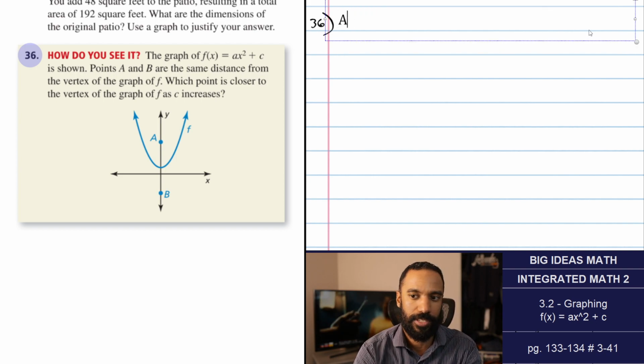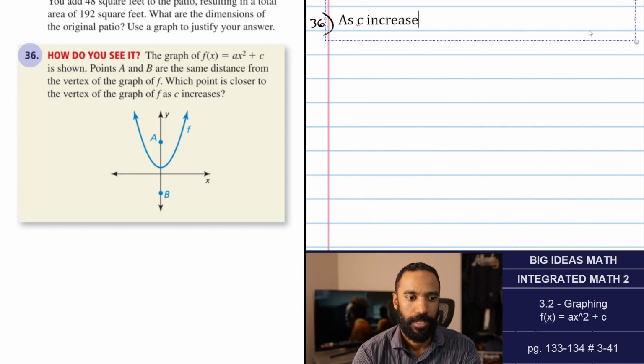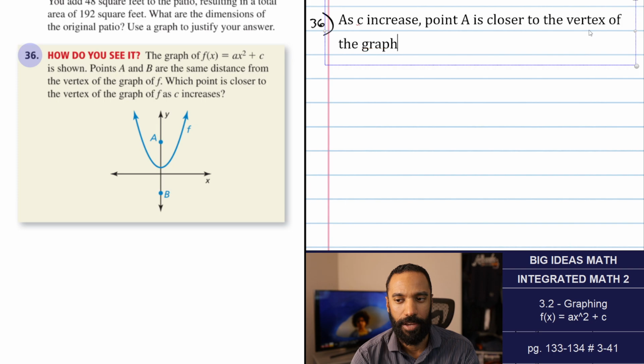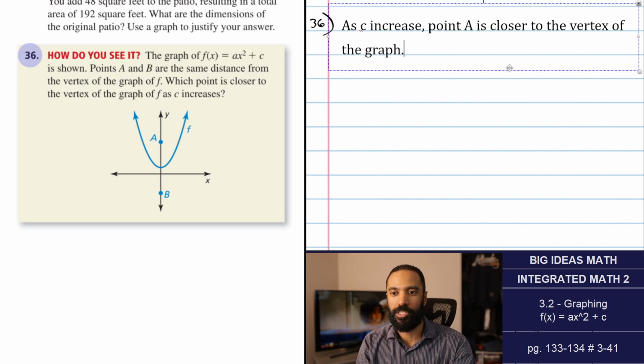As c increases, which point is closer to the vertex? Point A is closer to the vertex of the graph. They don't ask why, but you can understand why. It's going to go up more.